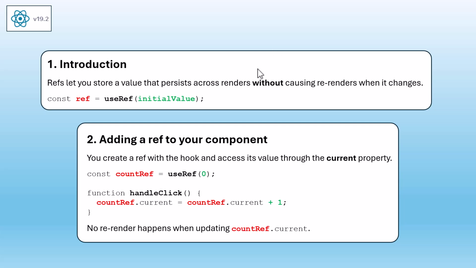2. Adding a ref to your component. First, let's understand how to add a ref. When you create a component, you can allocate a ref object and initialize it with a starting value. That ref object has a property, often called current, which holds that value. Importantly, the value inside the ref does not automatically cause the component to update when it changes. You can think of the ref as a kind of container, or pocket, for a value that persists across renders, but without being part of the rendering lifecycle. So you can read and write that current property at will, and React won't necessarily re-render because of it.